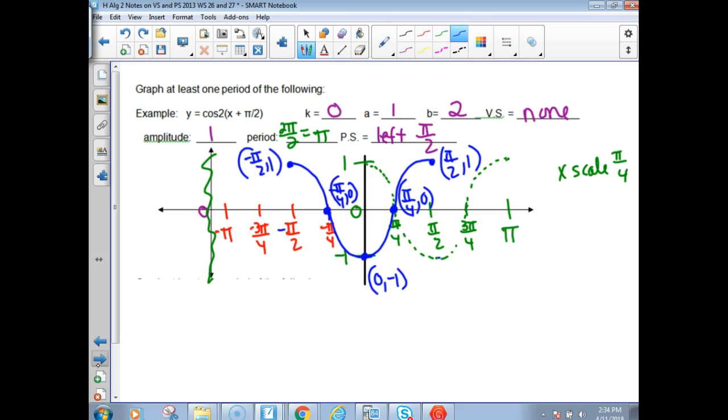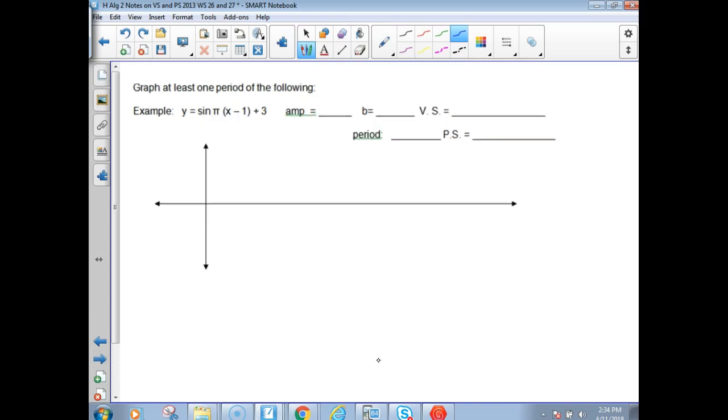Pardon? Oh, forgot. Okay, next one. Graph at least one period of the following. All right, amplitude. Now notice that the 3 is plus 3 way at the end. That's the K, just so you know. All right. That's a vertical shift of up 3. I'm going to make sure I put the vertical shift on the right little line.